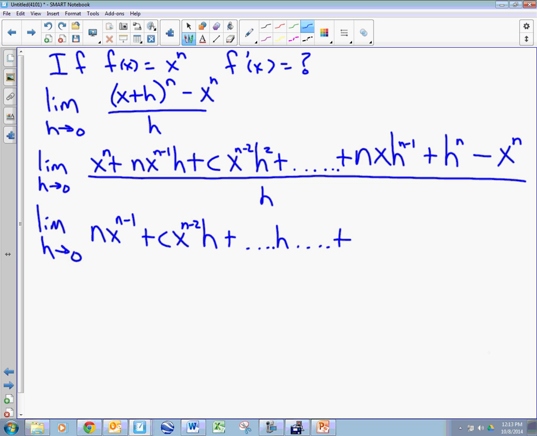Plus n times x times h to the, if you divide off an h, now instead of n minus 1, you're going to have n minus 2, plus, and now if you divide an h off of the h to the n, you're going to have h to the n minus 1.